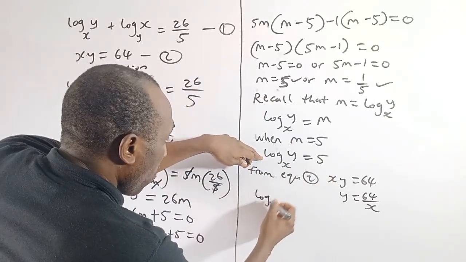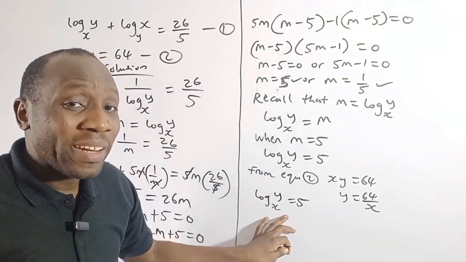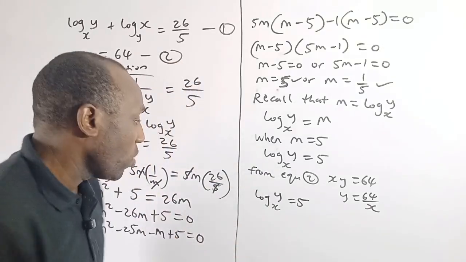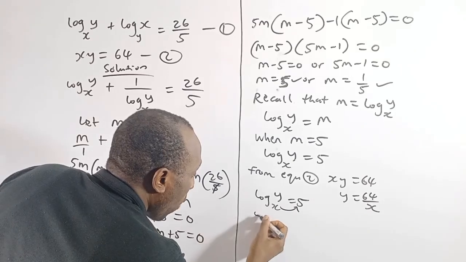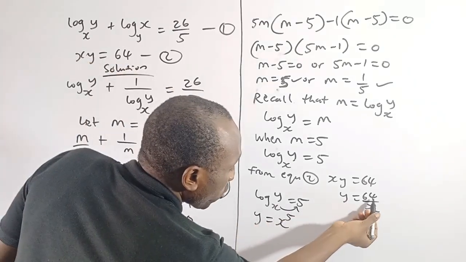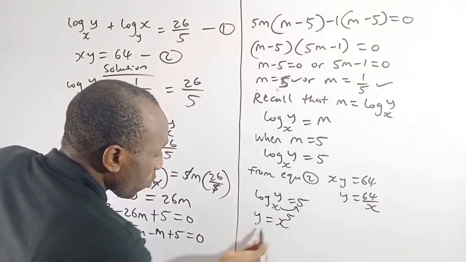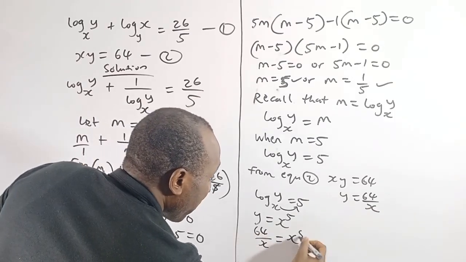So log y base x is equal to 5. Let's change this from this form to an indicial or exponential equation. If you do that, this base comes over to the other side. So you have y is equal to what? x raised to the power 5. But we also have that y is equal to what? 64 over x. So I'll replace y and put 64 over x, which is equal to x raised to the power 5.